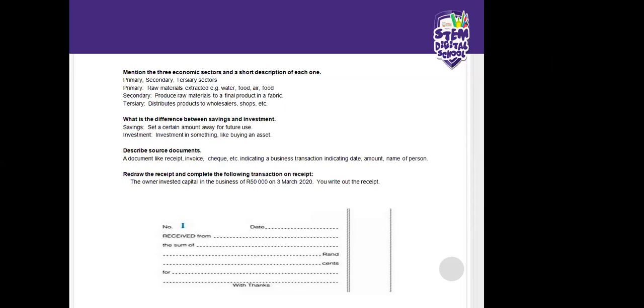So if you have given me an example like receipt, invoice, check, or you have said something about it's a business transaction, then it is 1 mark. And the other mark I want for the information that is on the source document, like the date, signature, name of person, amount, etc. Right, so the whole definition, 2 marks. 1 mark either for an example, or to say it's a business transaction. Another mark if you indicate what type of information will be on that source document. So in total, 2 marks.